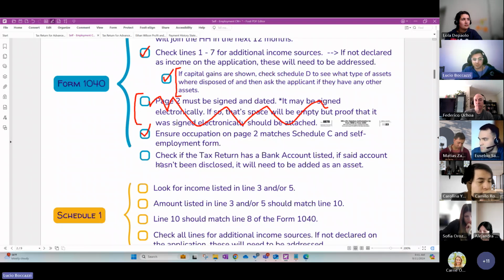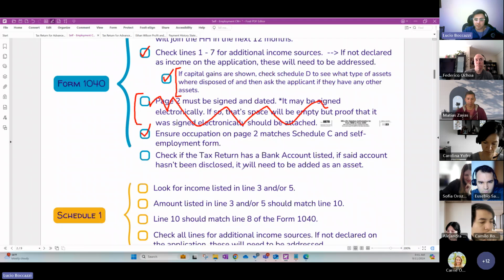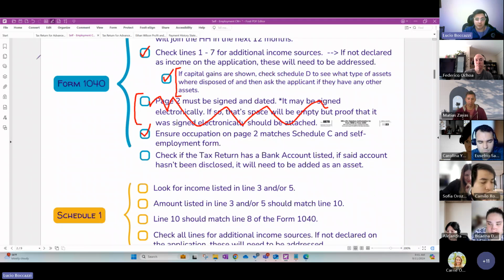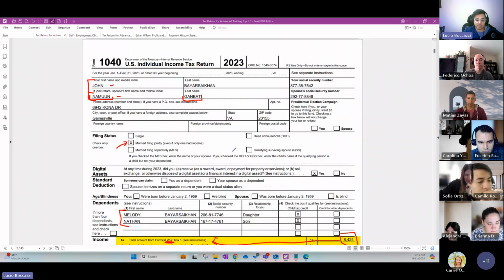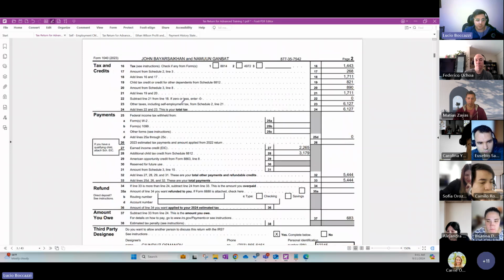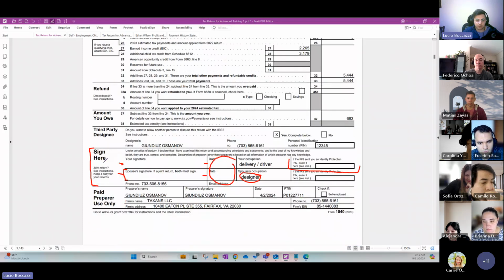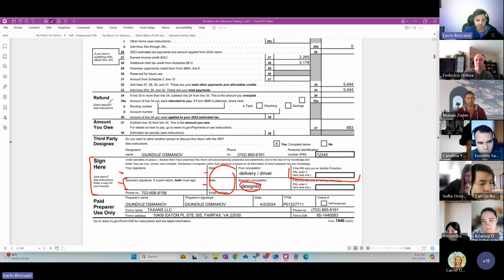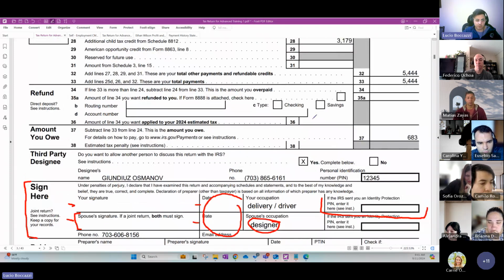And the last step for the Form 1040 is to check if the tax return has a bank account listed. If said account hasn't been disclosed, we will need to add it, have the applicant add it as an asset. So if I go here to the second page, we've taken a look at the signature, but there is a section right here that talks about refunds.